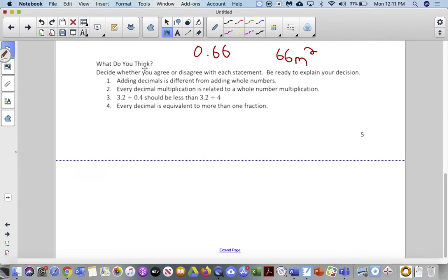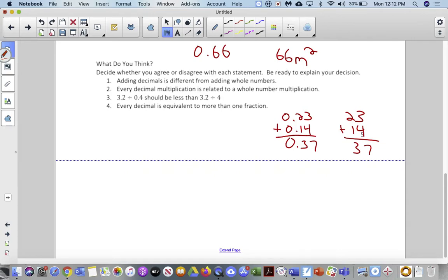Decide whether you agree or disagree with each statement. Statement number 1. Adding decimals is different from adding whole numbers. Well, let's check. If I go 0.23 plus 0.14, and if I take 23 plus 14, same numbers, just decimal. So I would get 7 and I would get 3, and 0.37. So they are the exact same methods. All you have to do is make sure the decimal points are lined up.